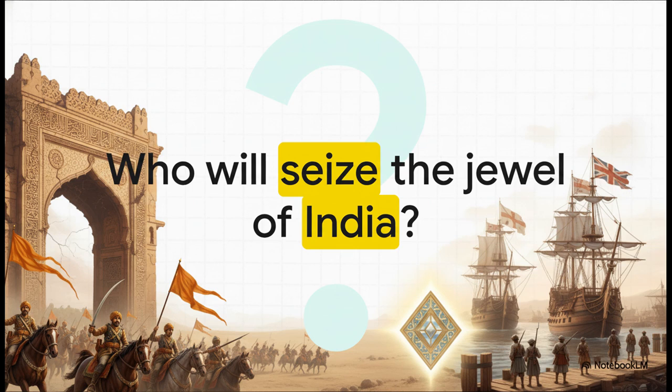And that leaves us with a truly dramatic cliffhanger. With the Mughal central authority functionally destroyed, and the Maratha Confederacy violently sweeping out of the Deccan to claim the territory as the new dominant power, who is going to ultimately seize the jewel of India? Because right as this internal chaos was peaking, new ships were quietly appearing in the ports of Western India, carrying heavily armed strangers from Europe.